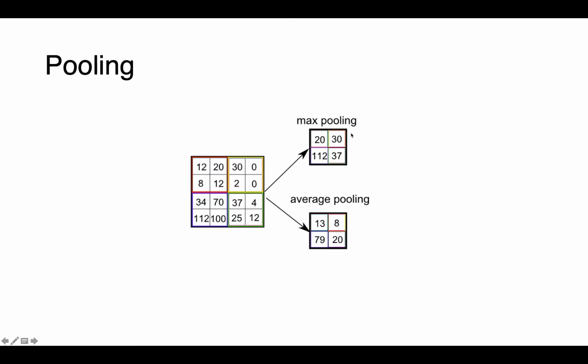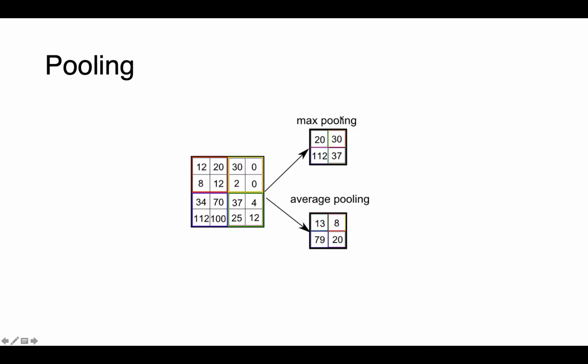There are different ways of pooling. If you choose max pooling, it will look for the maximum value of each subregion. So here, this part has a maximal value of 20, so you record 20 here. And here is 30, so the 30 is here. Here you have 112, and then here you have 37. So that's max pooling. And average pooling computes the average of each subregion, so you have values like this. So you can see a difference.